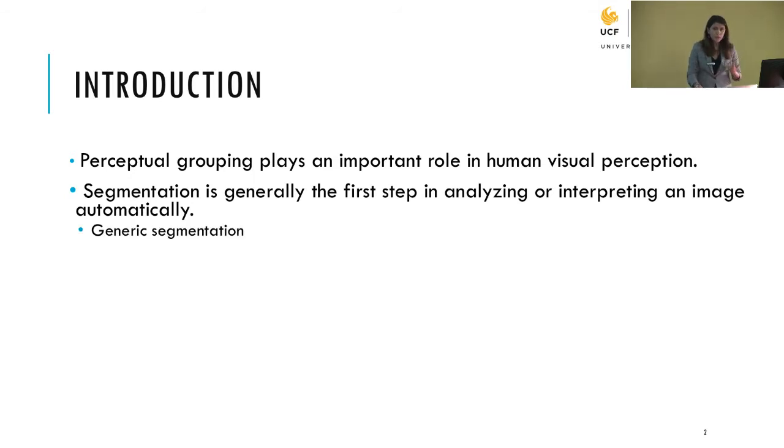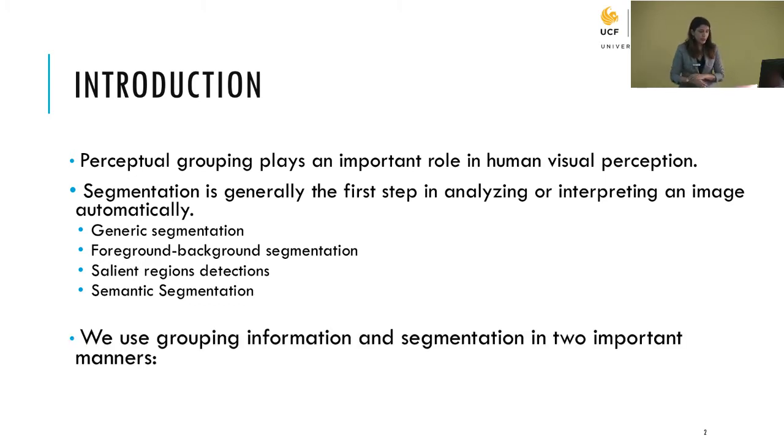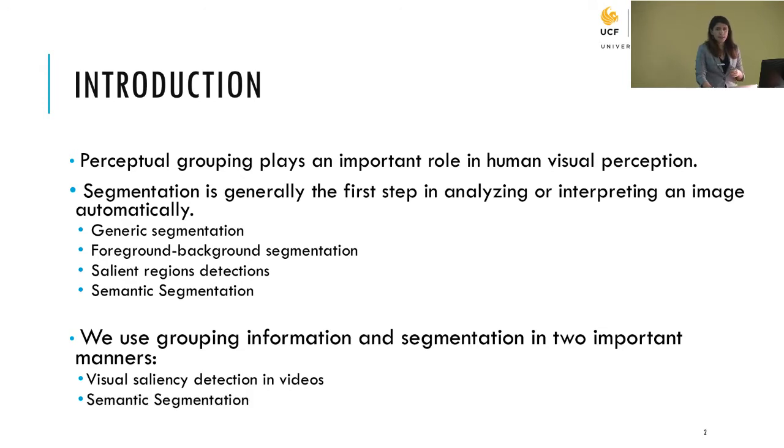We can group segmentation into 4 different categories. One is generic segmentation, or foreground-background segmentation, then salient region detection, and finally semantic segmentation. In this thesis, we use the grouping information in twofold. One is visual saliency detection in videos, and second, semantic segmentation in images.